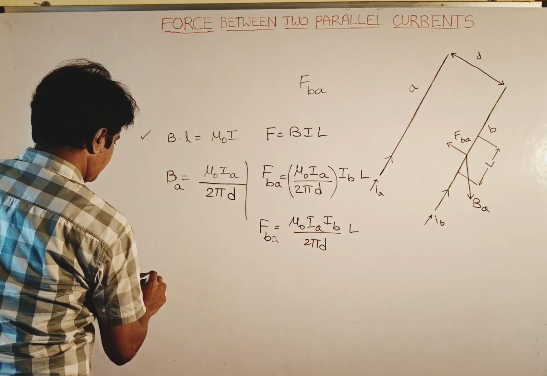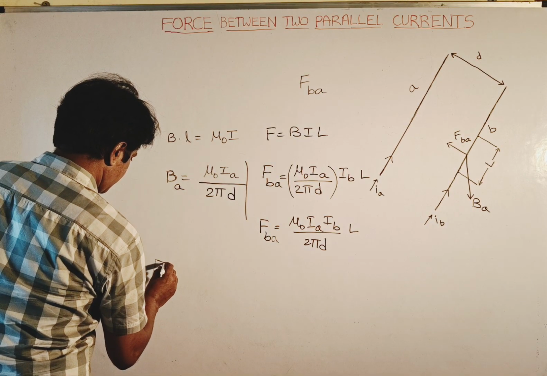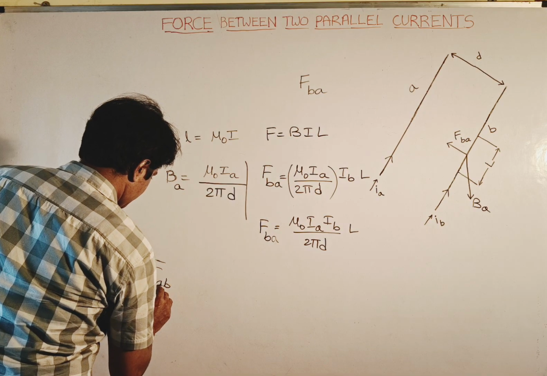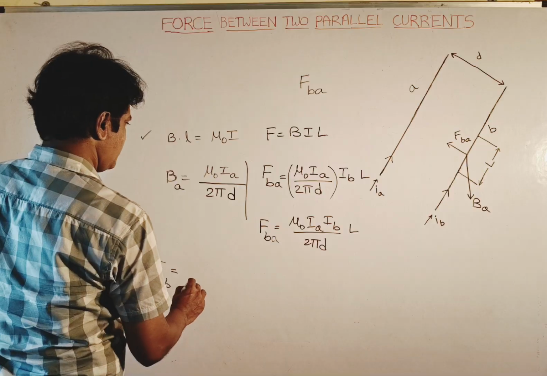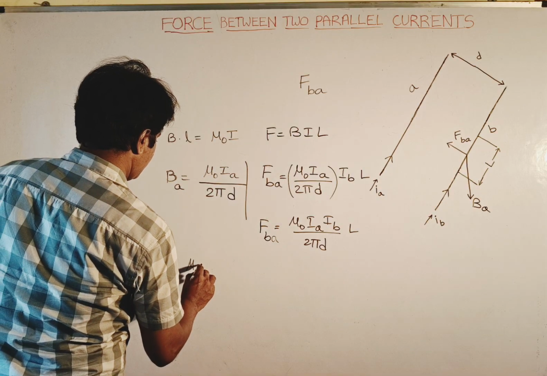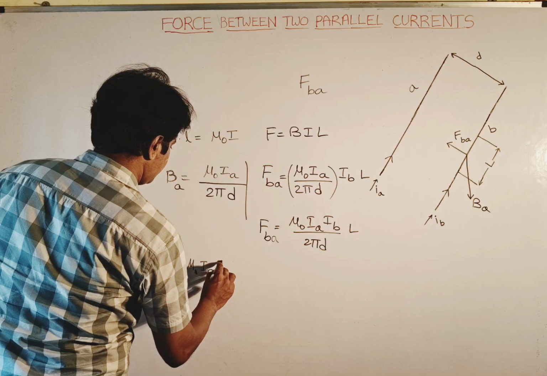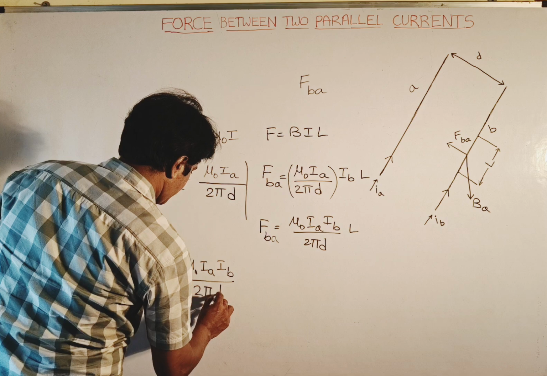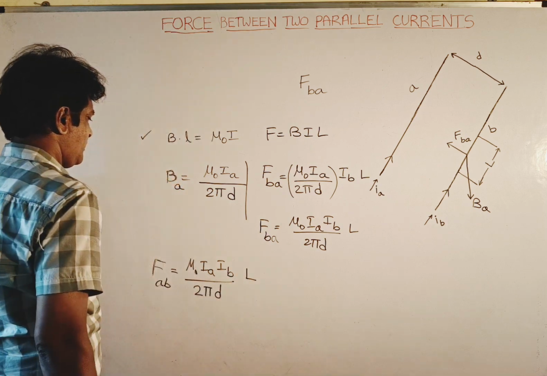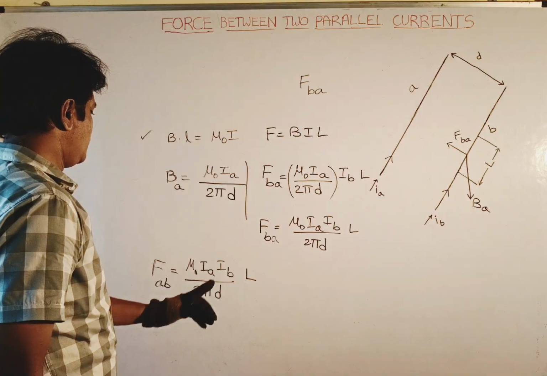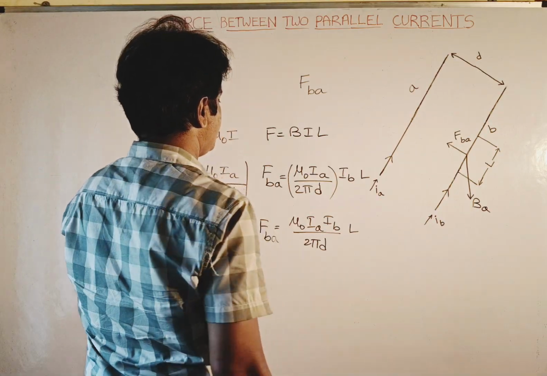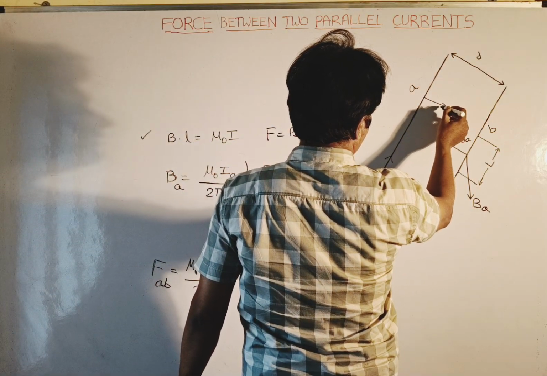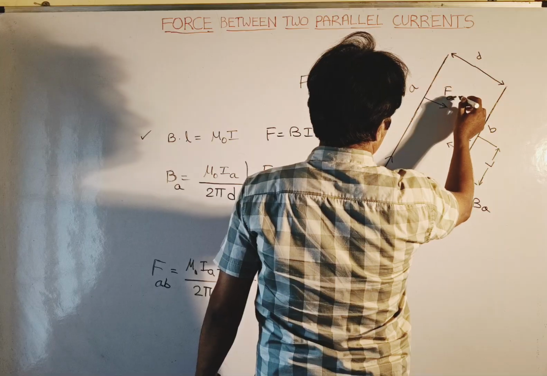So I will write FAB is equal to mu naught IA IB by 2 pi d into L. So if you observe these two, which are equal in magnitude but opposite in direction, the force FAB will act in this direction.